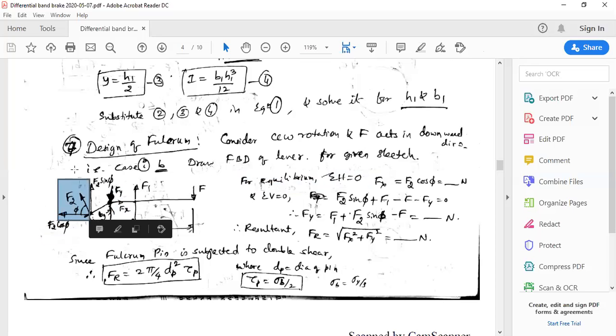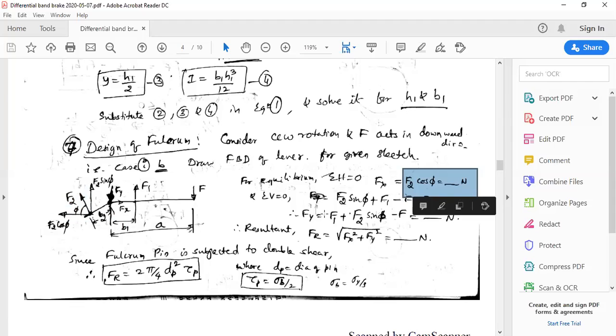F2 is having some inclination. By seeing the sketch, you have to find out the angle, depending upon the value of the angle of wrap. Based on that, and by tracing the extensions, you can get the resolved component of F2, which is F2 into cos phi, in newtons.